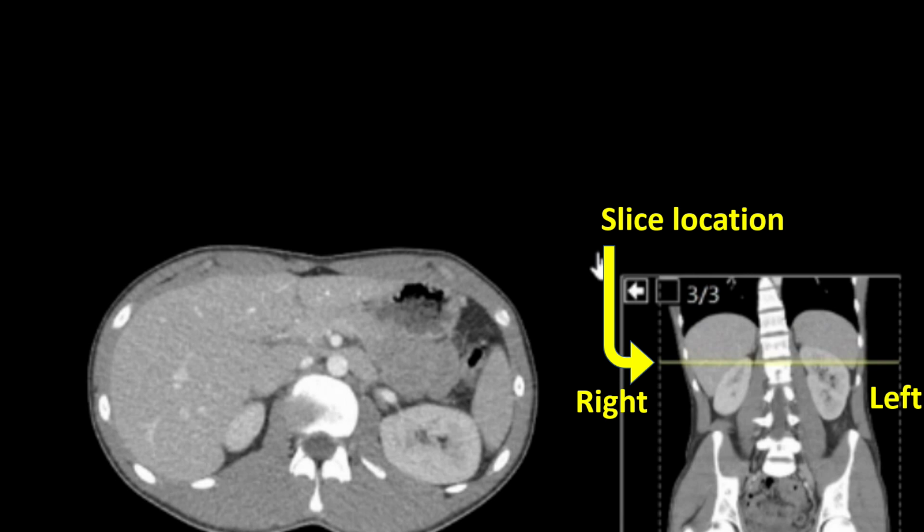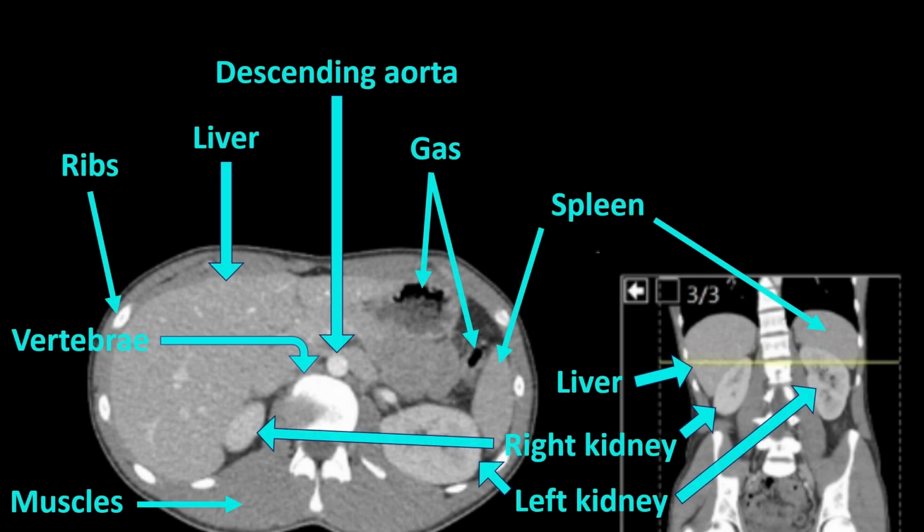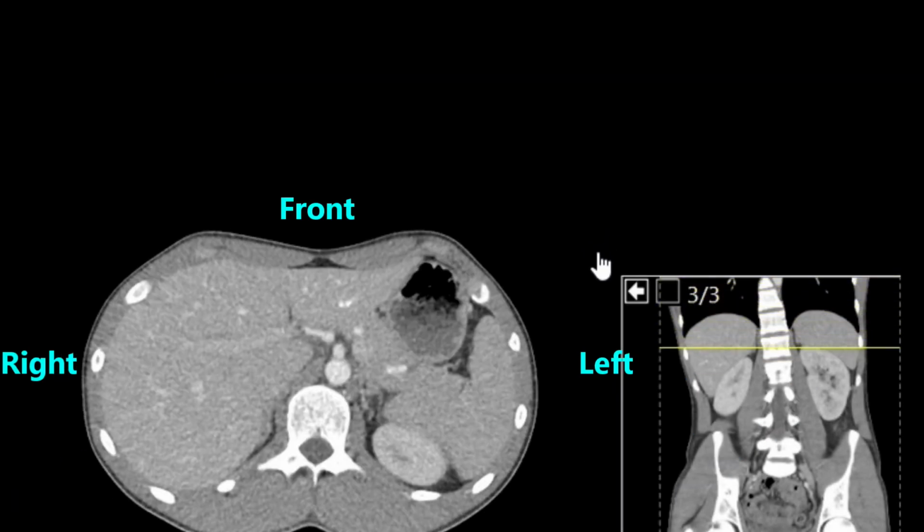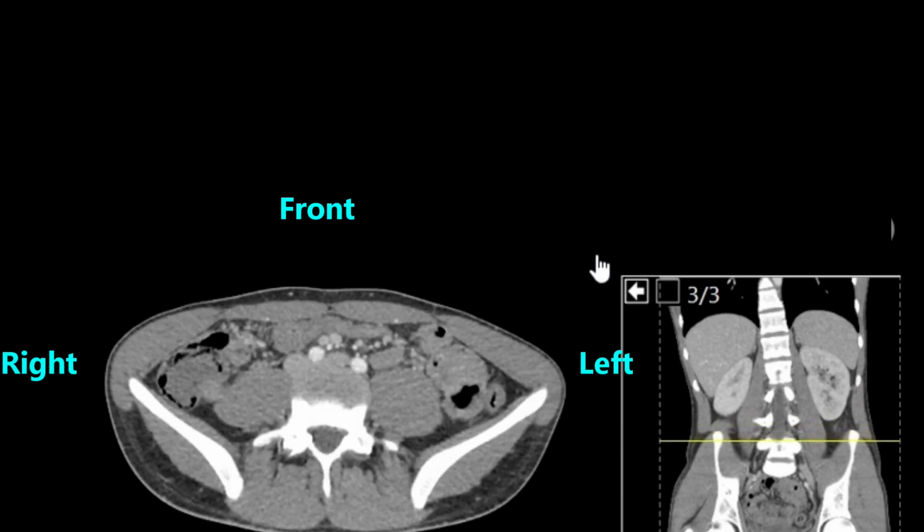Here's a CT of the abdomen with a slice in the transverse plane. The small image shows us where the slice is taken from. We've labeled some of the structures, as seen in both the transverse and coronal planes. This is the full set of transverse slices, going from the bottom of the chest to the waist.